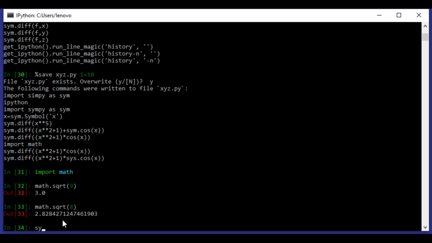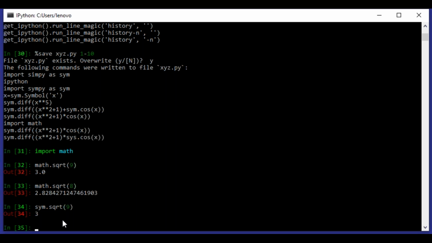Okay, as we have imported this as sim, for sim.sqrt of 9 I am giving here. It is giving 3. Then I am giving sim.sqrt. Sim dot, we are actually using that SymPy package. We have imported that SymPy package as sim already.